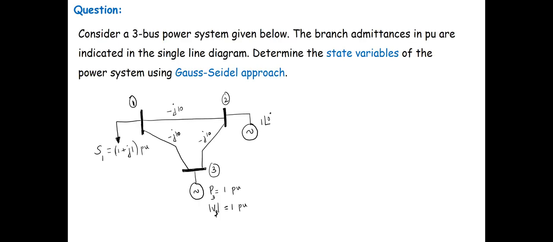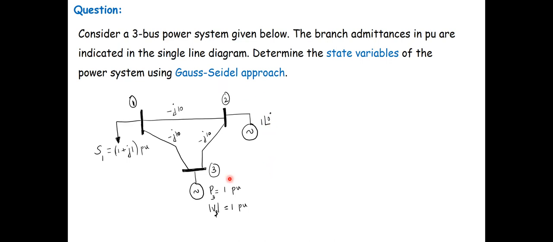In today's video, I will be showing you a step-by-step approach to solve for the different state variables of a power system using Gauss Seidel approach. So please consider the three bus power system given below. In this diagram, the branch admittances in per unit are specified. So these are all branch admittances, and all values specified here are in per unit. The objective of this problem is to determine the state variables of this power system using Gauss Seidel approach.